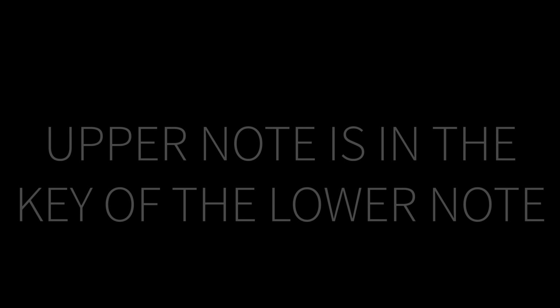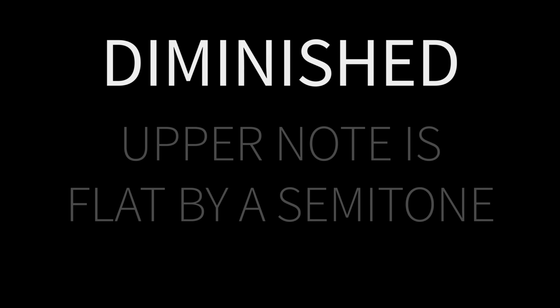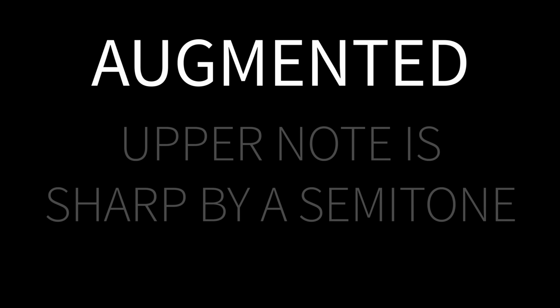And that's the rule set for this class of intervals. If the upper note's in the key of the lower, we call it perfect. Flat by a semitone, we say it's diminished. Sharp by a semitone, we say it's augmented.